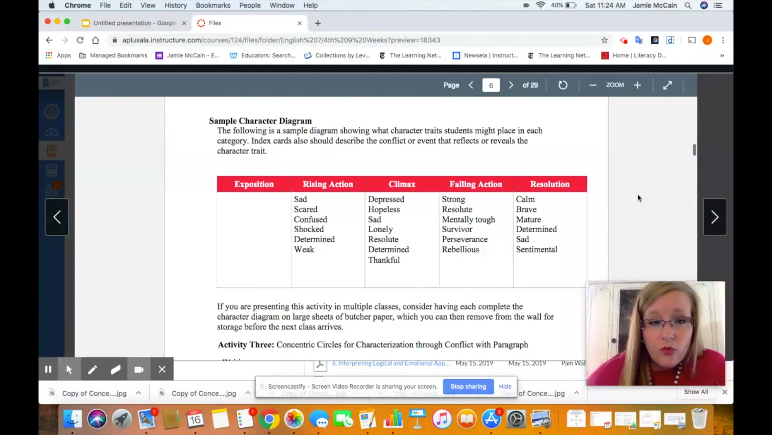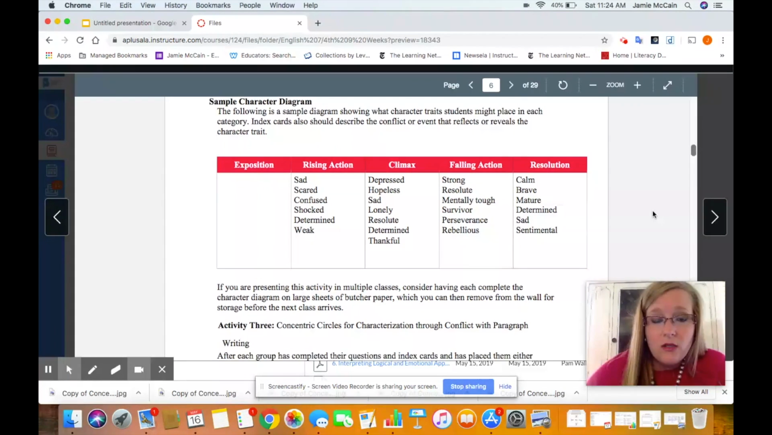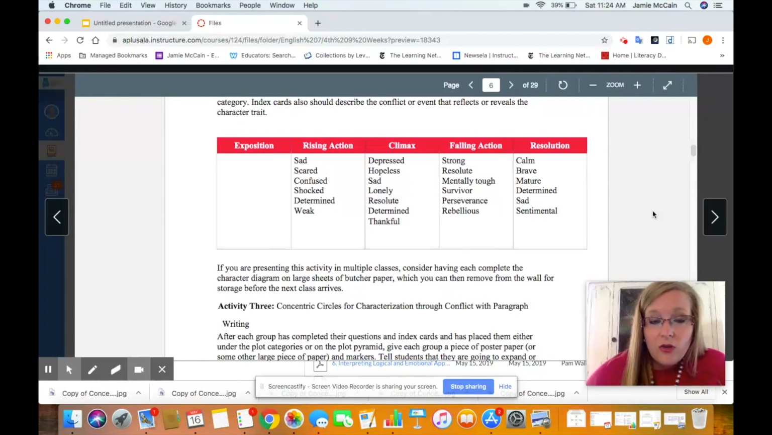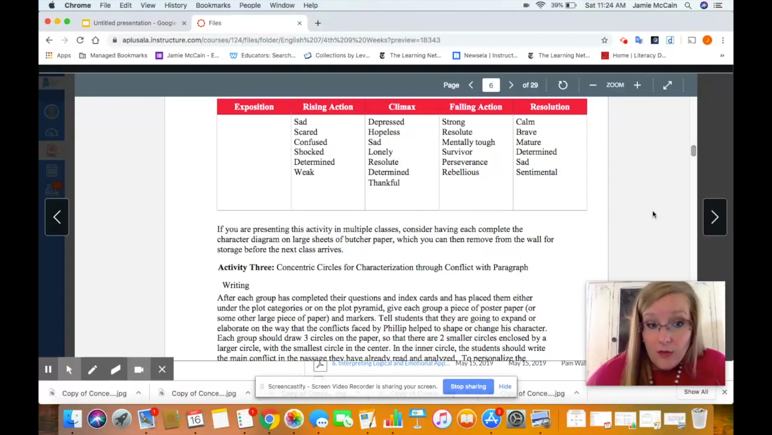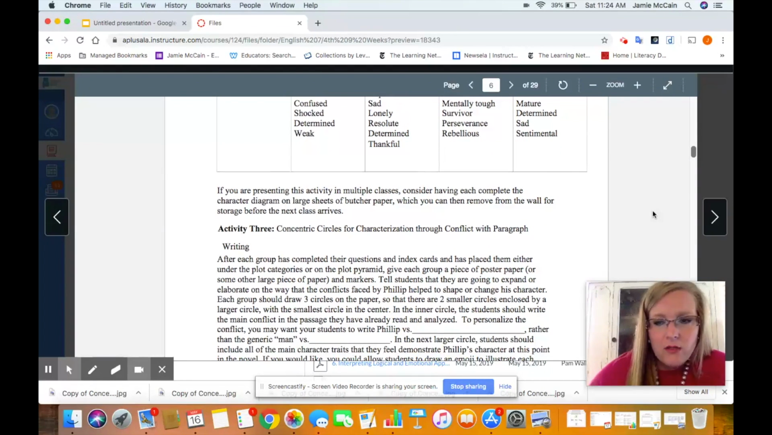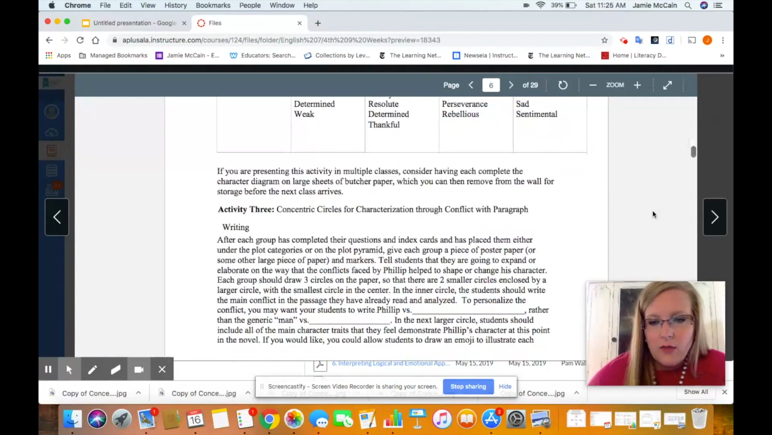They also create this character diagram, and remember, if your students are still having trouble with identifying specific character traits, there is that resource that I showed you in the tutorial for the character analysis journal during the second 9 weeks. And there's a great resource in the ELA resources that provide a large list of character traits. It's broken down into like general qualities, mental qualities.